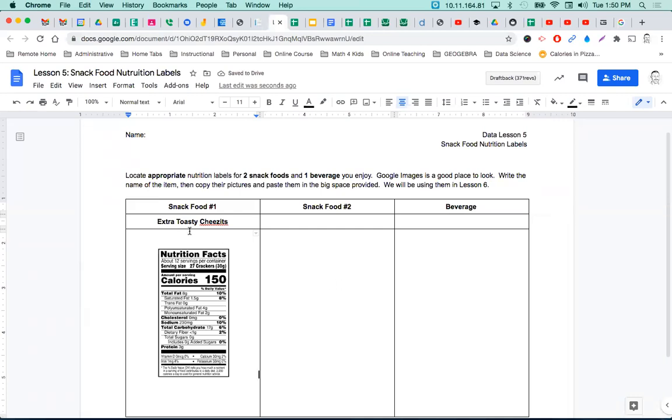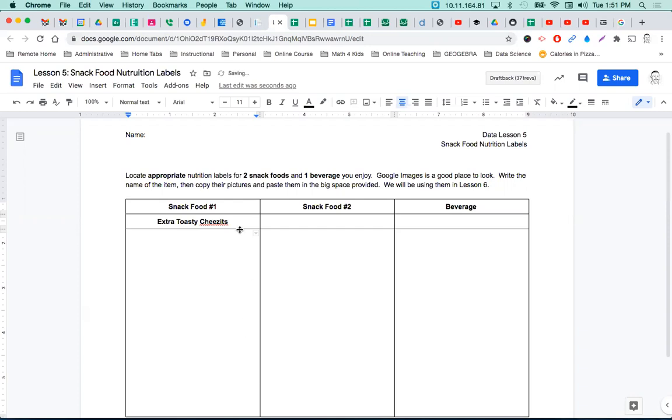Now you need to do two things. You've got to write the name of your snack and then post the label in there, because some of the labels don't show the snack name on it, so I need to know what the two are. And you've got to do this for 2 snack foods and 1 beverage. Your snack food can be like sour gummy worms, which would probably be my second one. It can be whatever you really like to eat. A beverage could be a Gatorade or a protein drink or an energy drink or juice, soft drink.